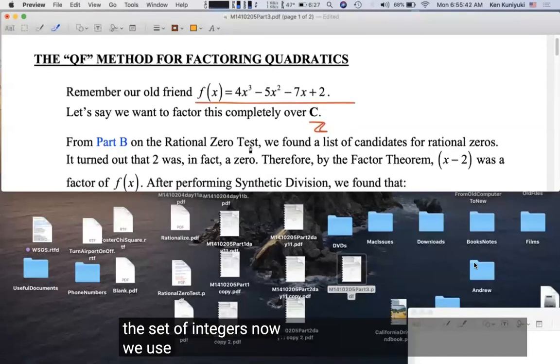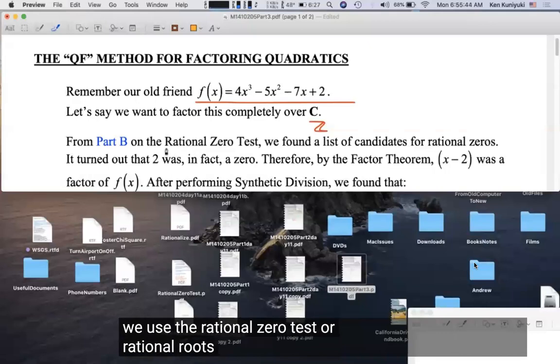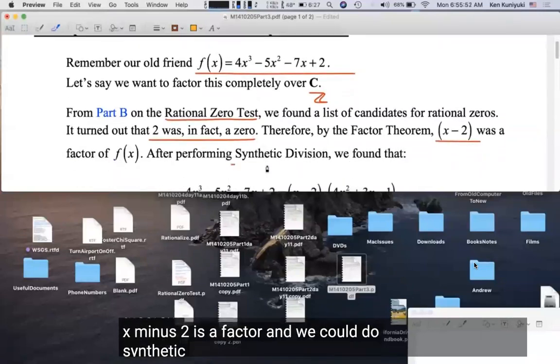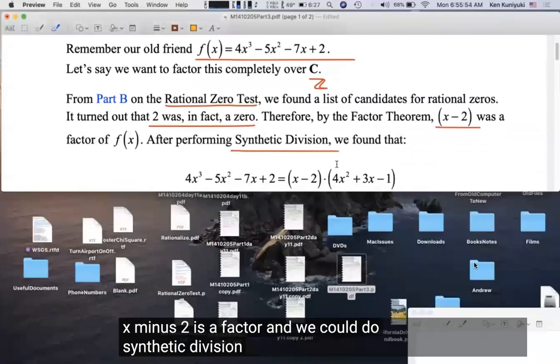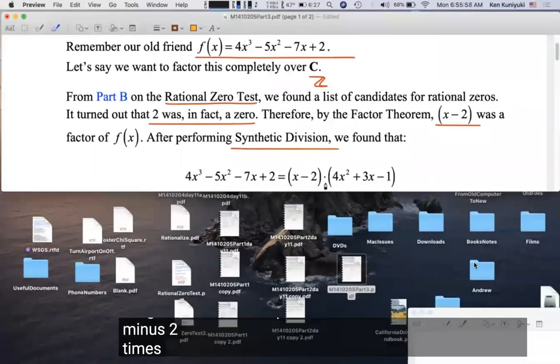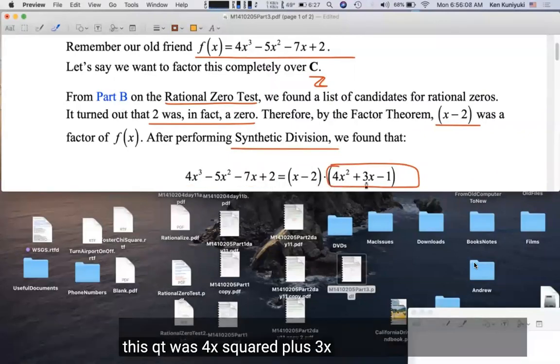Now, we used the rational zero test or rational roots theorem to find that 2 was a rational zero. So by the factor theorem, x minus 2 is a factor, and we could do synthetic division. We got that this equaled the factor x minus 2 times the quotient we got when we divided this by this. This quotient was 4x squared plus 3x minus 1.